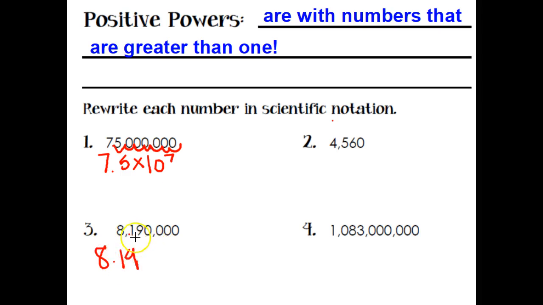8.19. And then where do I move this? I move this 1, 2, 3, 4, 5, 6. So times 10 to the 6th power.